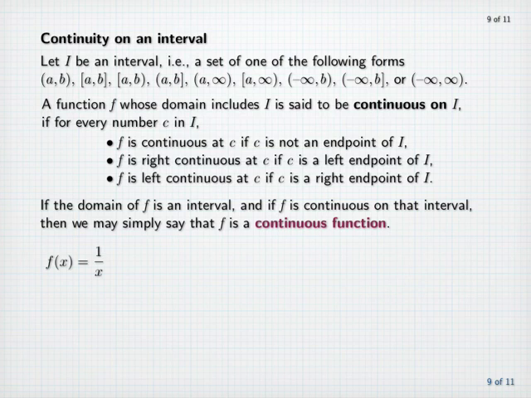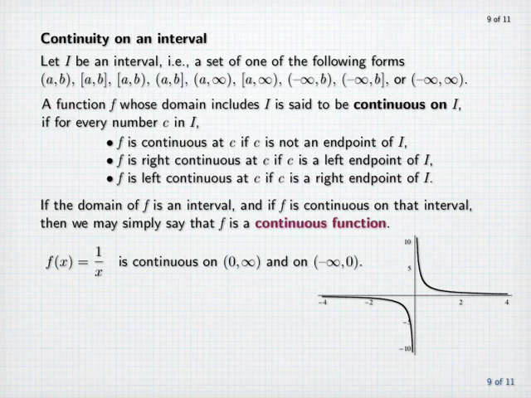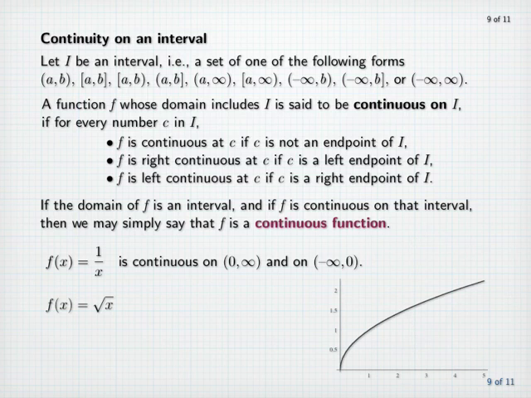For instance, f of x equals 1 over x is continuous on the interval 0 to infinity and on the interval minus infinity to 0. The square root function is continuous on the closed interval 0 to infinity. Notice that this interval has a left endpoint and that f is right continuous there, since the value of the function is equal to the right-sided limit.